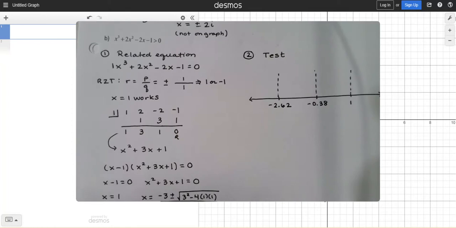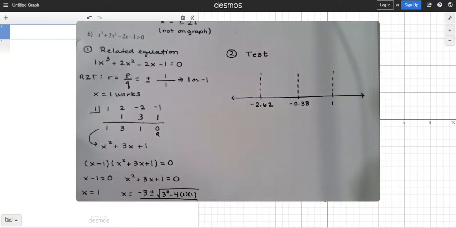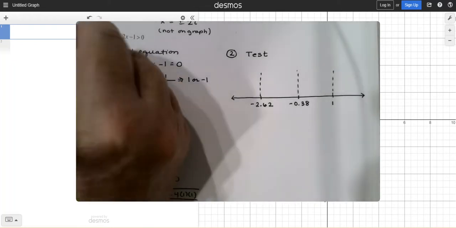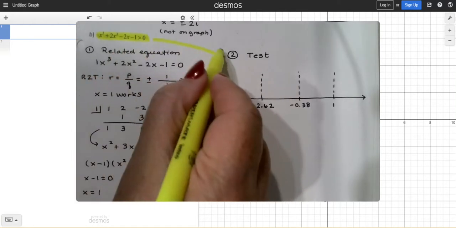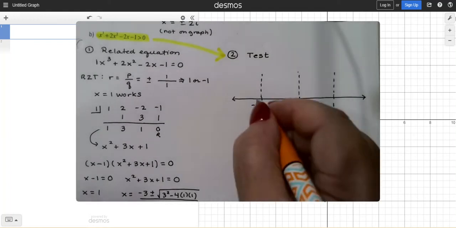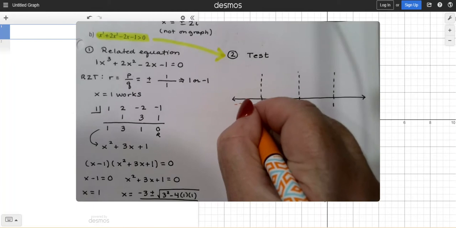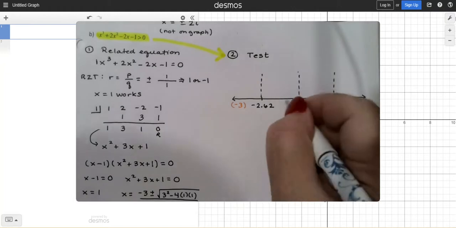And that's going to section my number line into 4 pieces. So I'm going to pick 4 test values. And for each test value, I'm going to check to see whether my original inequality is true or false. So let's pick some test numbers. I'm going to go with negative 3. I'm just going to pick all my test values at once this time. And here, maybe I'll go with negative 1.